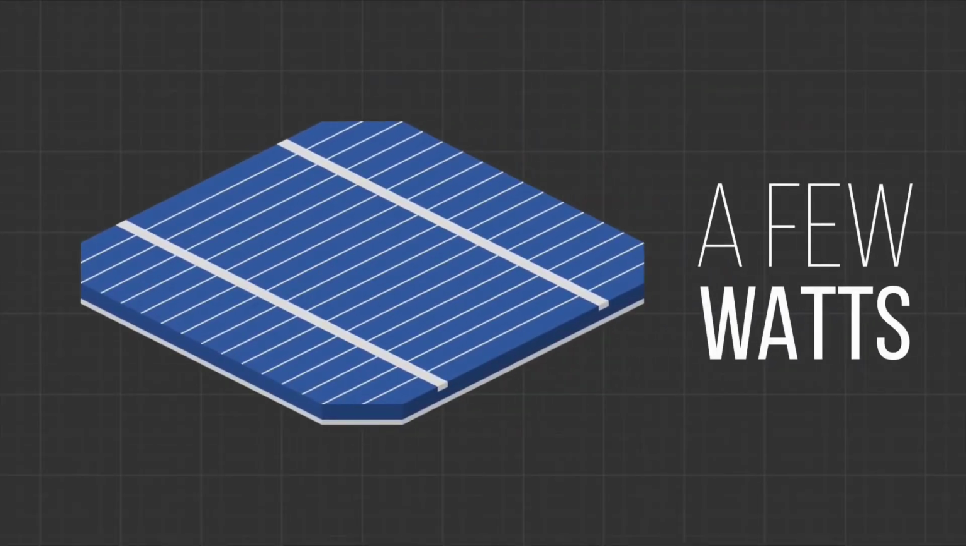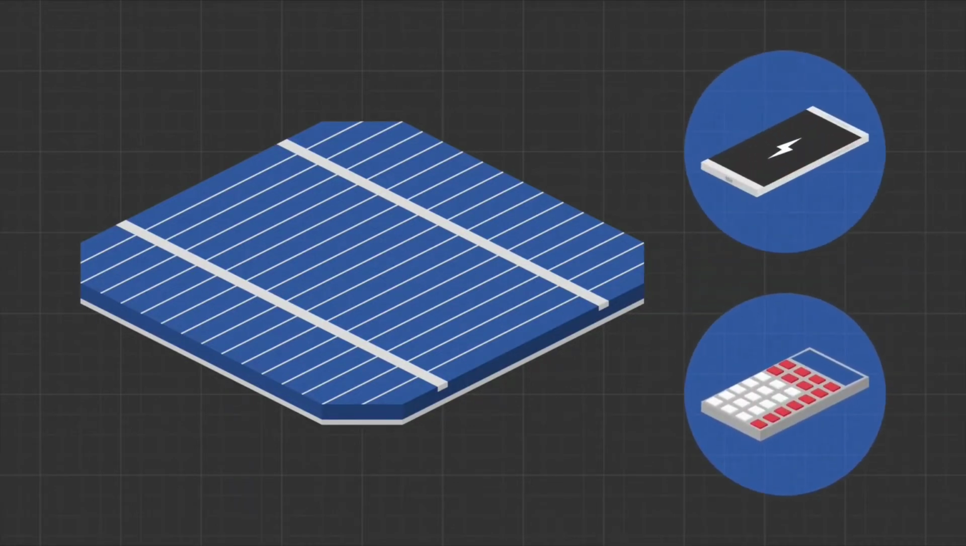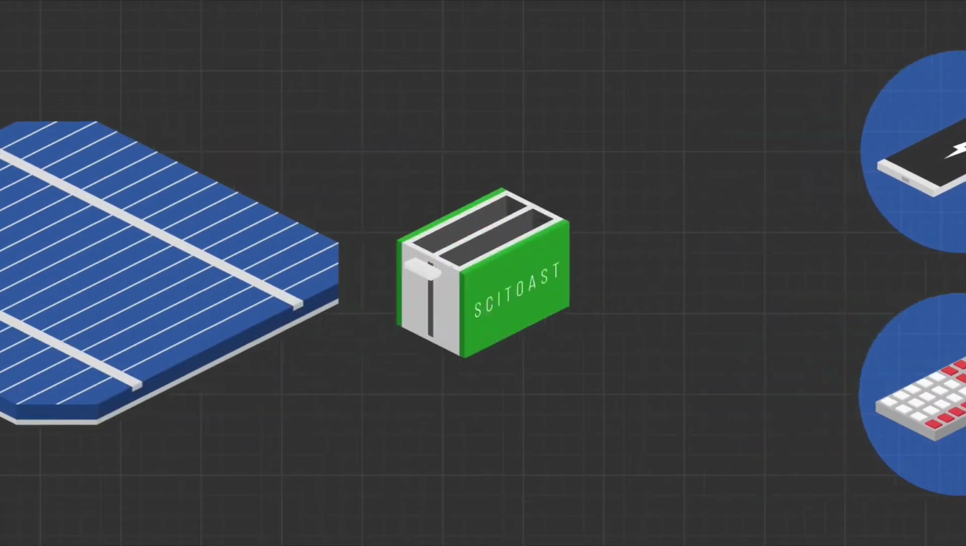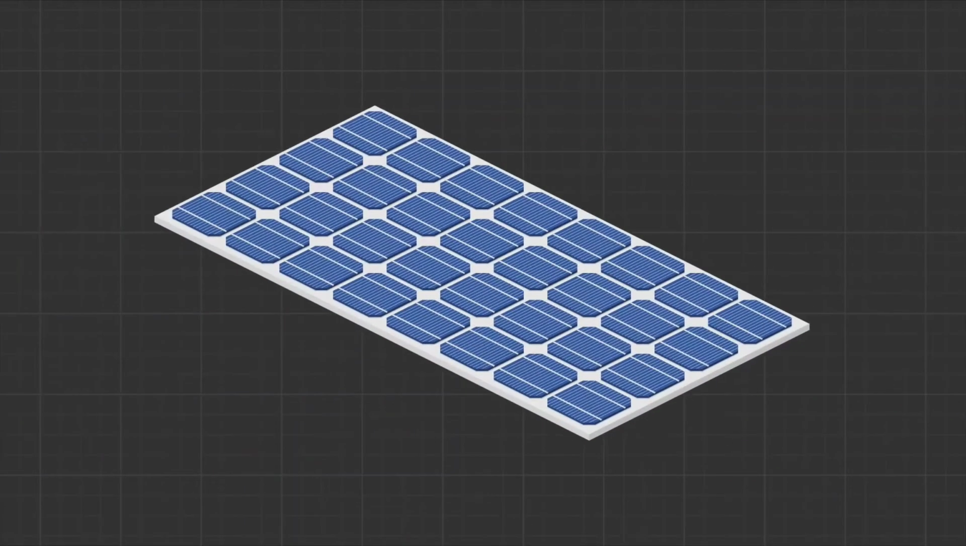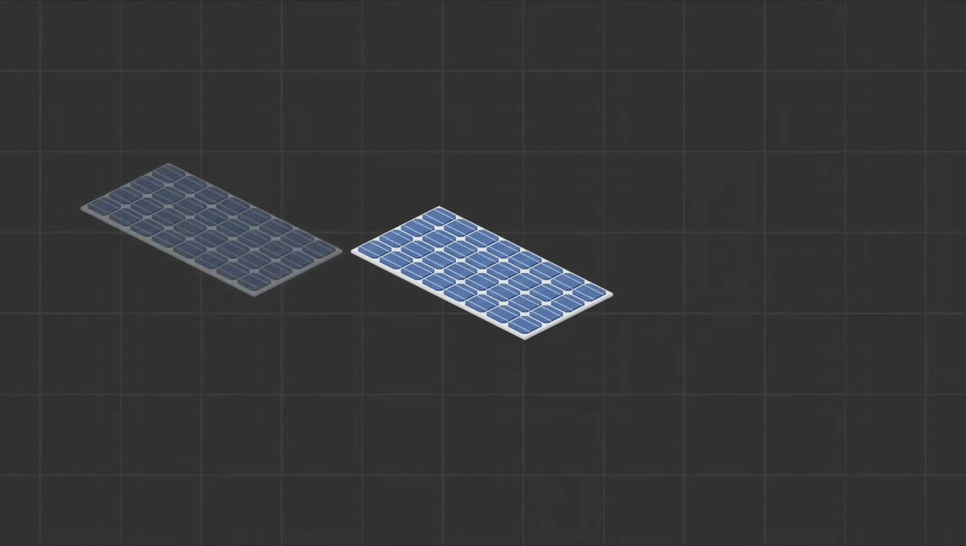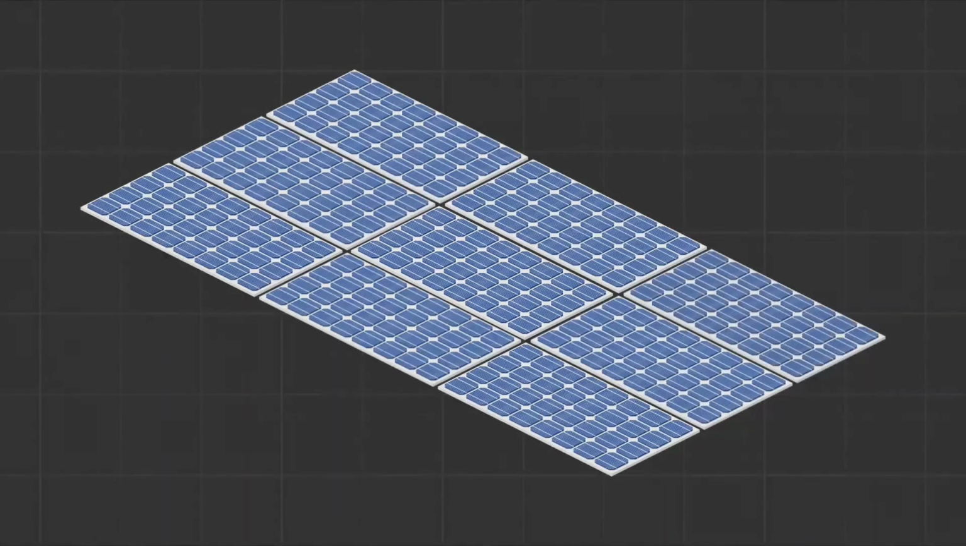This may be sufficient for running a calculator or a phone charger, but it is not sufficient for running a toaster, for example, which uses 1000 watts. So, several solar cells, typically 32, are wired together to make a solar panel. Several solar panels are needed to generate enough electricity to power, for example, a house.